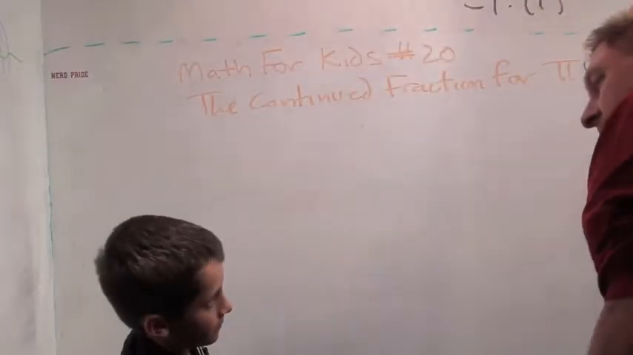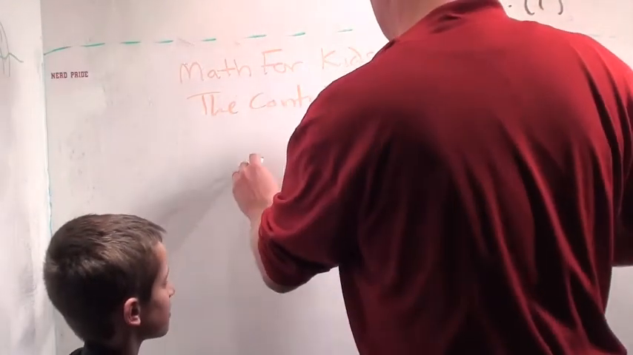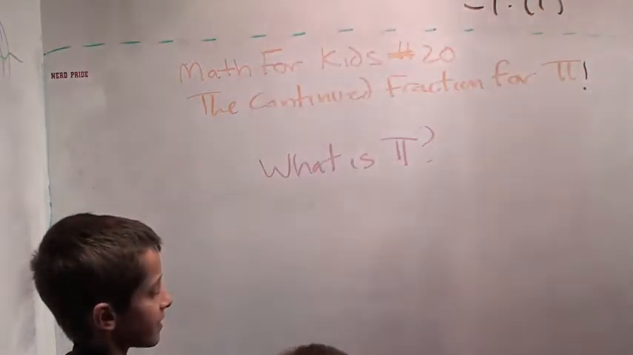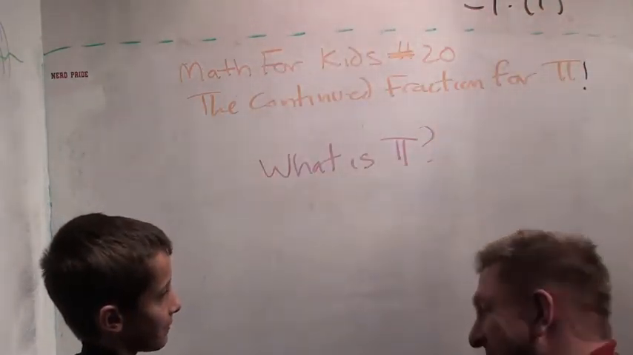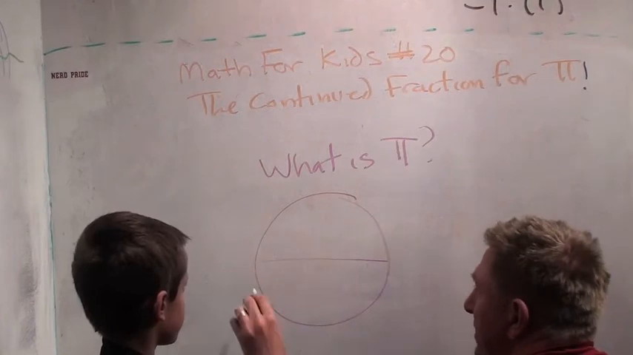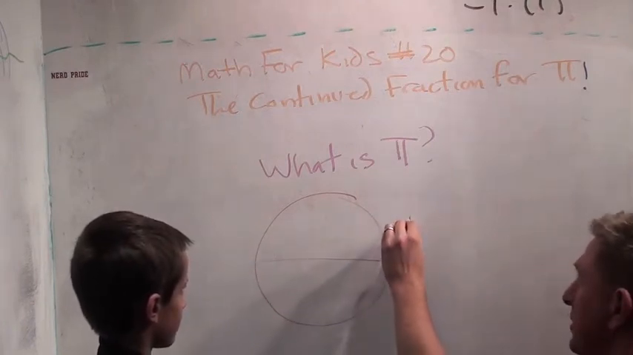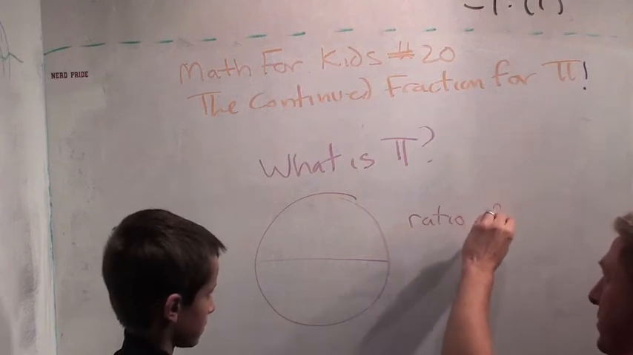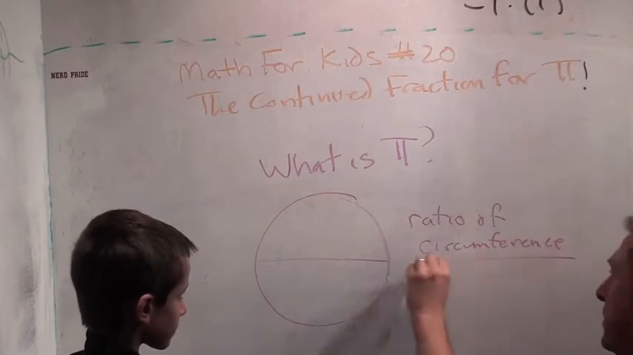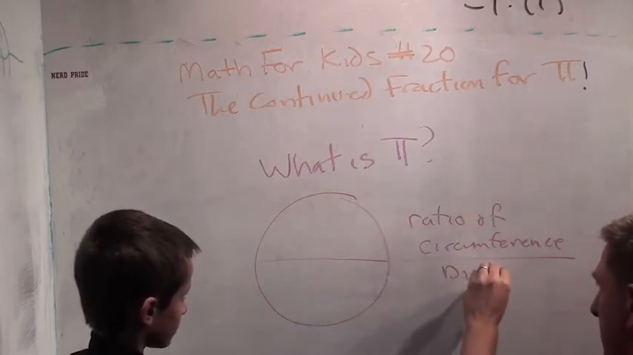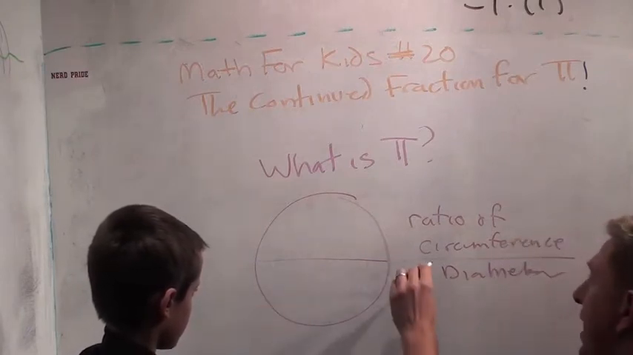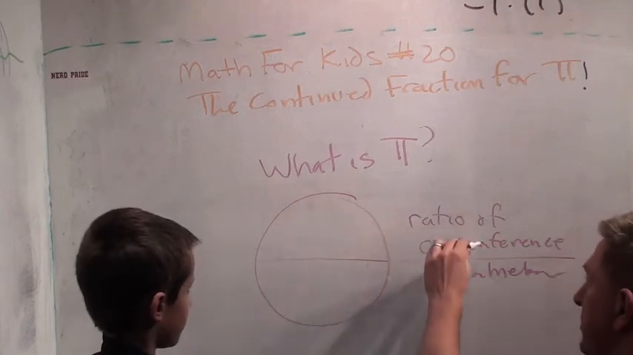So first of all, do you know what pi is? I know you've heard about it before. I think it's 3 1/4. What is pi? Well, it's the 16th letter in the Greek alphabet. Okay, great. Pi, if you take a circle and you take the diameter, it's the ratio of the circumference to the diameter. The ratio means you take how long the circumference is, and you divide it by the diameter.